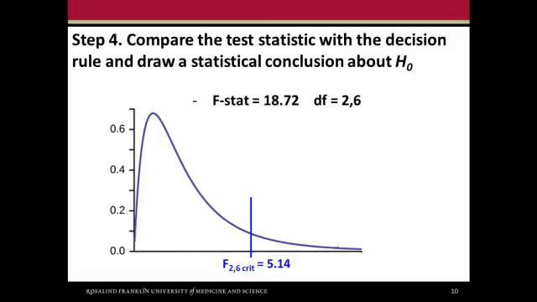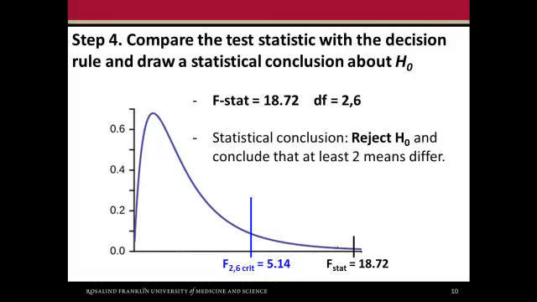Our F critical value from the table, based on 2 and 6 degrees of freedom, is 5.14. Our F statistic is 18.72, which is out in the rejection region. Therefore, we reject our null hypothesis and conclude that at least two means differ. From here, you could go on and do a Tukey test to figure out which of the means actually differ. Again, you will not be expected to do that for this module.